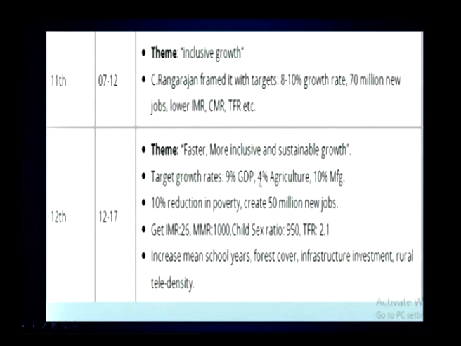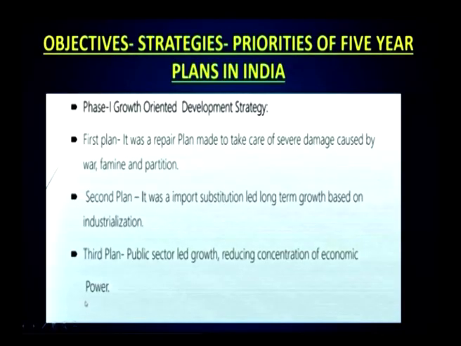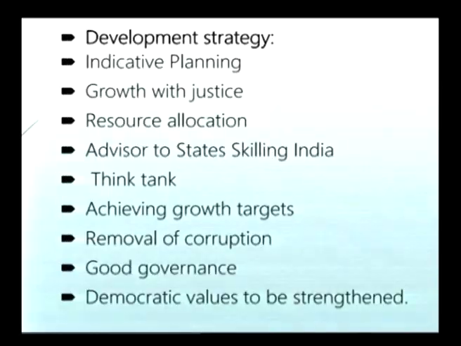Target growth rates were 9% GDP, 4% growth rate in the agricultural sector, 10% growth rate in manufacturing, reduction of poverty from 28% in the 11th five-year plan to 10% in the 12th plan, creating 50 million new jobs, getting infant mortality rate to 26, maternal mortality rate to 1000, child sex ratio to 950, then increasing mean school years, forest cover, infrastructure investment, rural tele-density. Then we have the same objectives.